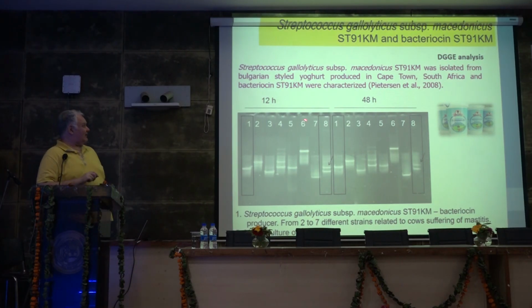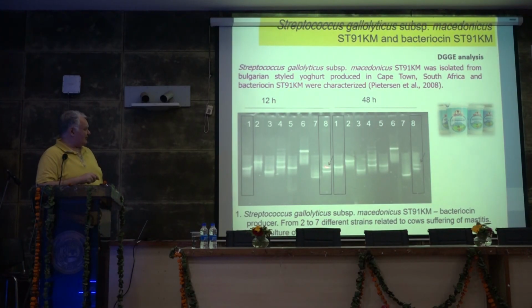So we made again a simple test with the DGG. In this case, we have the single cultures, 1, 2, 3, 4, 5, 6, 7. Single cultures of the bacteriocin producer and 6 different pathogens associated with mastitis.